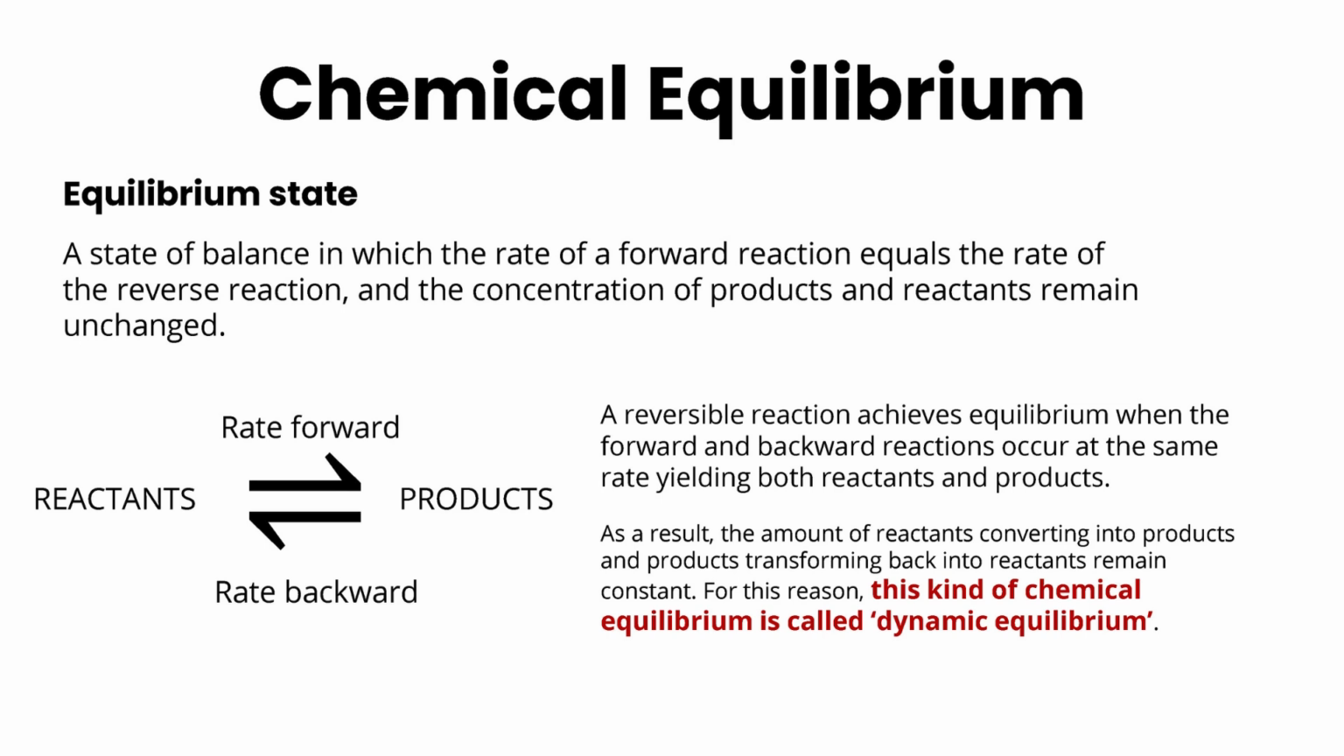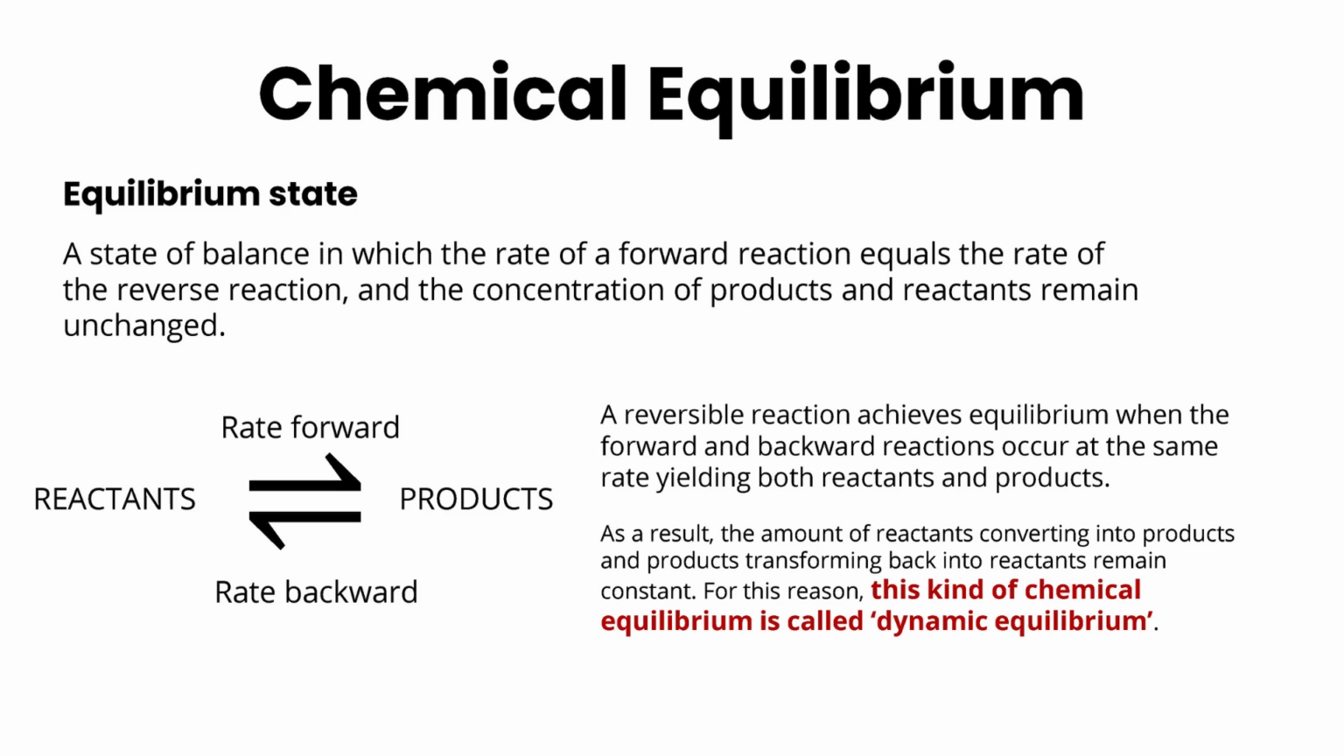Right. So chemical equilibrium, in simple terms, is that state of balance. It's when the speed, the rate of the forward reaction, exactly equals the rate of the reverse reaction. And the crucial outcome of that is the amounts, the concentrations of your products and reactants, stop changing. They stay constant.